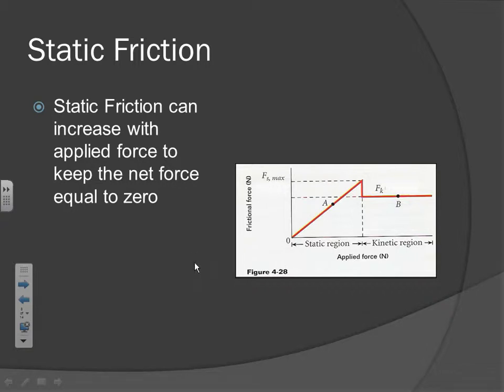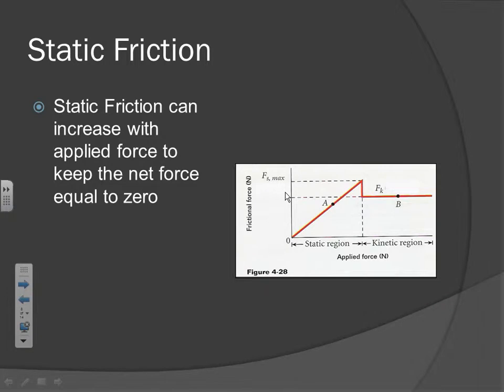This graph, look at your two axes, right? The x-axis, what is the x-axis labeled as? Applied force. That's going to be what in our situation that we were just discussing? That's the man's pull, right? And then on the y-axis, sorry, we have a frictional force. In this static region, as applied force is getting bigger, the frictional force is also getting bigger.